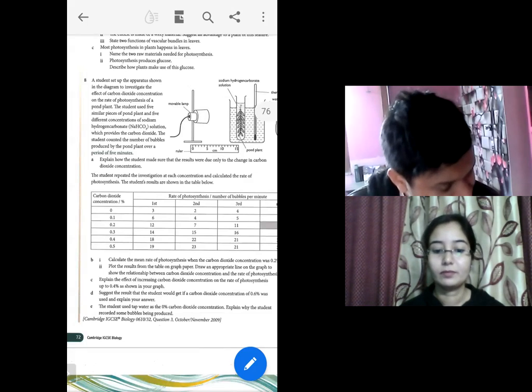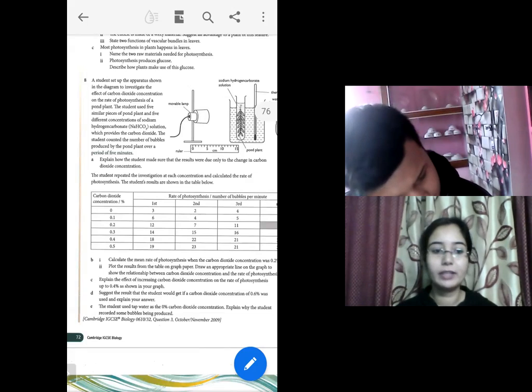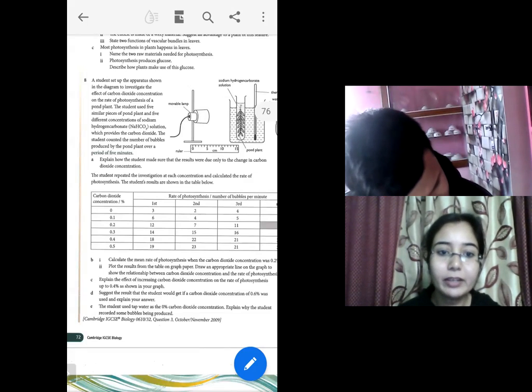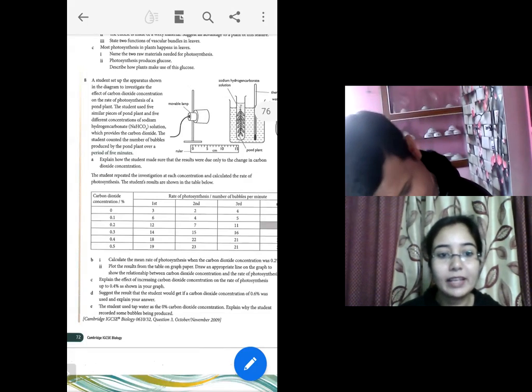By controlling the concentration of sodium hydrogen carbonate, the rate of photosynthesis changes. First, second, and third. Here you can see the results that are given. They have repeatedly taken the results.